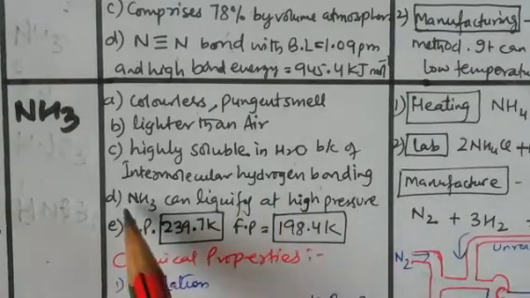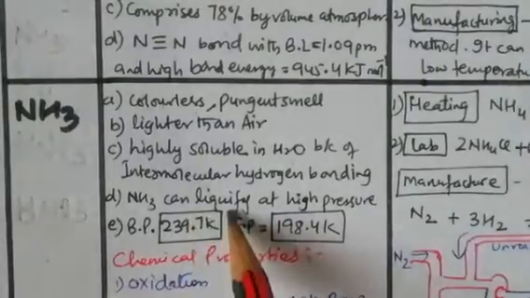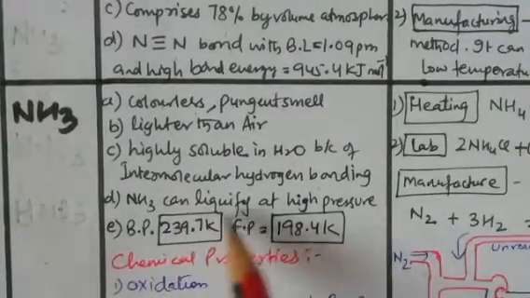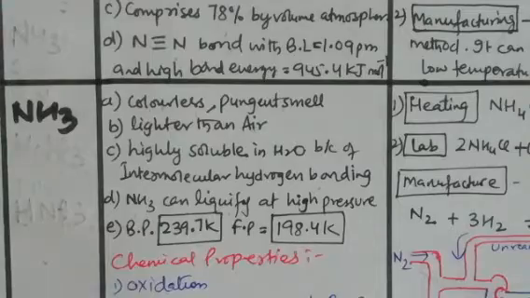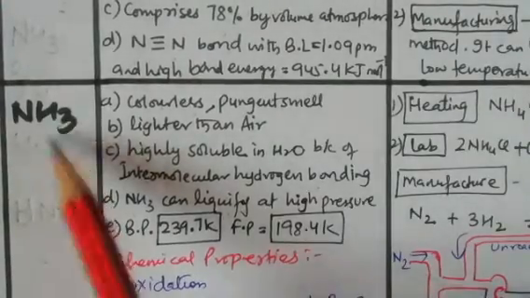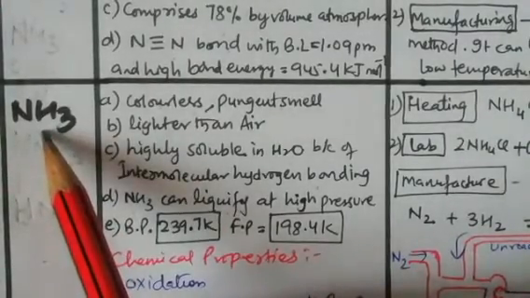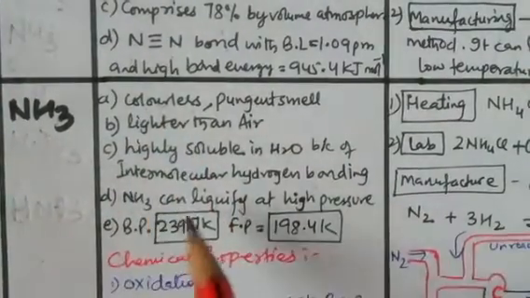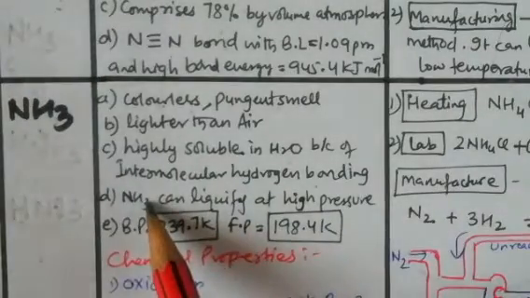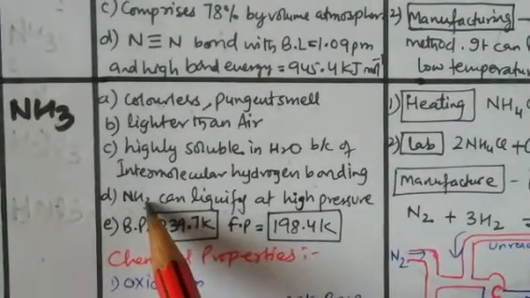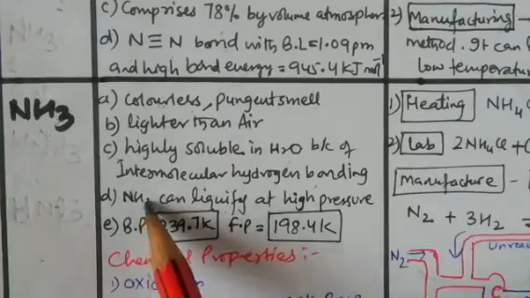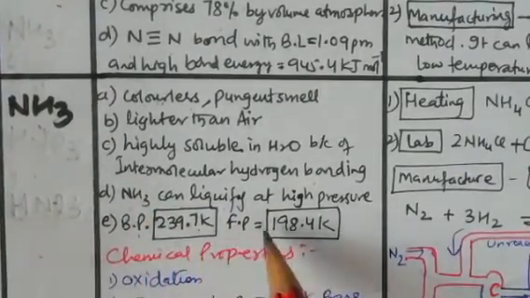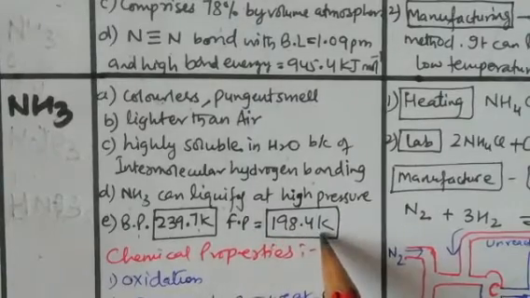Then fourth, ammonia can be liquefied at high pressure. When we compress ammonia under pressure, it can be liquefied, and it is one of the very important molecules to carry hydrogen from one place to another. Otherwise it is very difficult to carry hydrogen from one place to another, so we can take it in the form of ammonia. After that, by a decomposition process we can remove hydrogen from the ammonia. The boiling point is 239.7 Kelvin and the freezing point is 198.4 Kelvin.